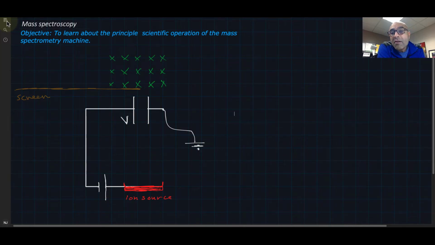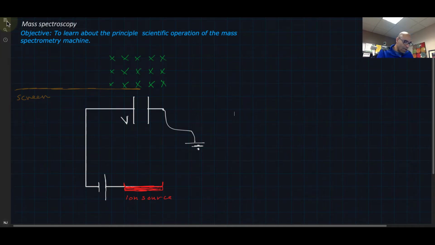So you may have wondered, how do we measure the mass of a very small particle like an oxygen ion, or an iron ion, or a copper ion, or an alpha particle, or any of these charged particles? It has to be charged to be able to measure it. How do we go about doing that?